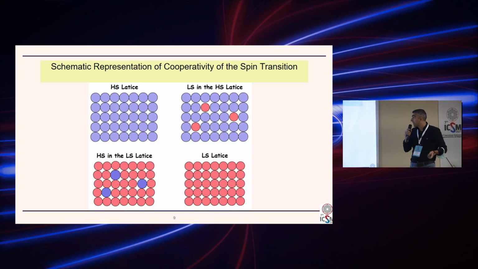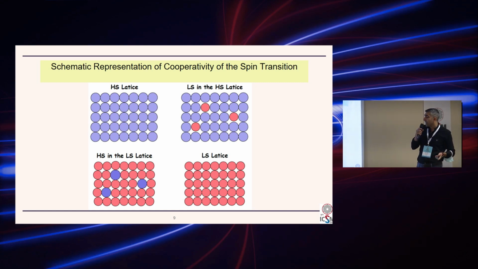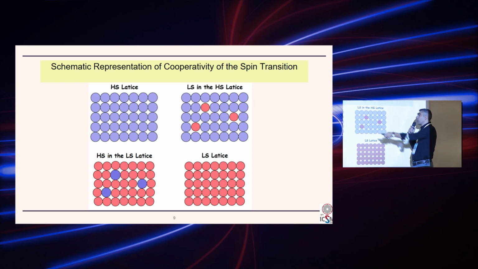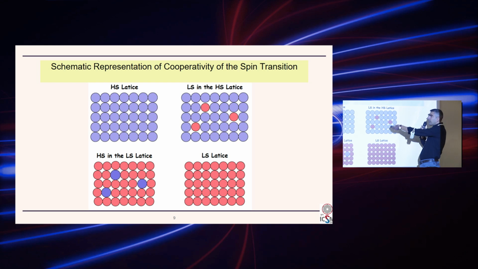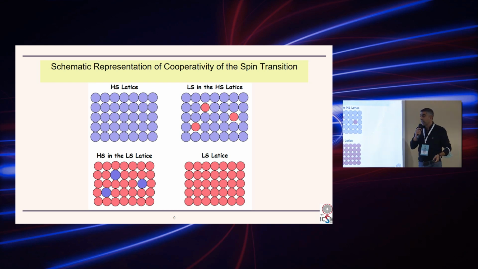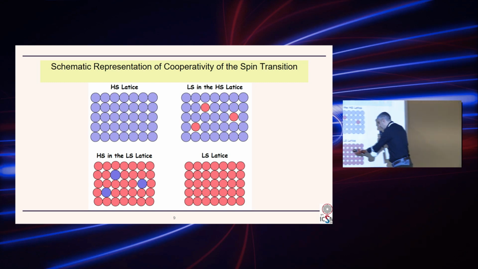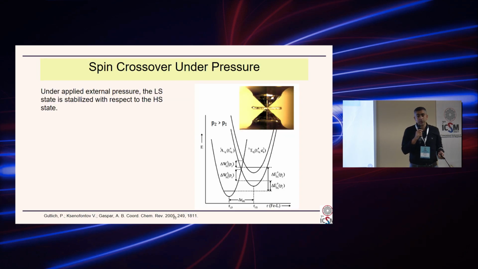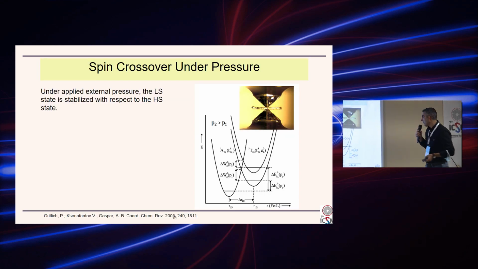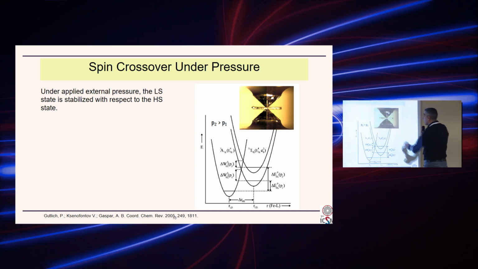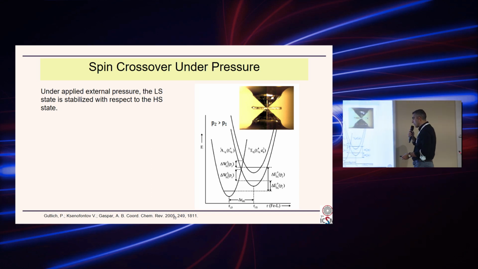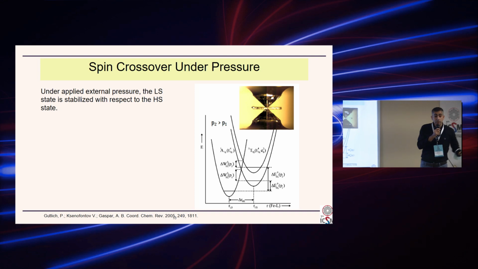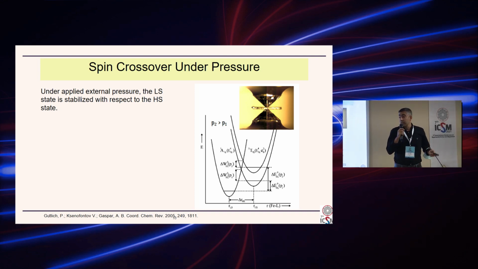This is the schematic of how the spin transition takes place when you apply external stimuli. Let's say you are in the high spin state, and you start encouraging the low state to take place, and finally, with enough pressure, you reach the low state. This is also the energetic diagram with applied pressure. As you increase the pressure, you go from the high spin state to the low spin state, meaning that pressure favors the low spin state.